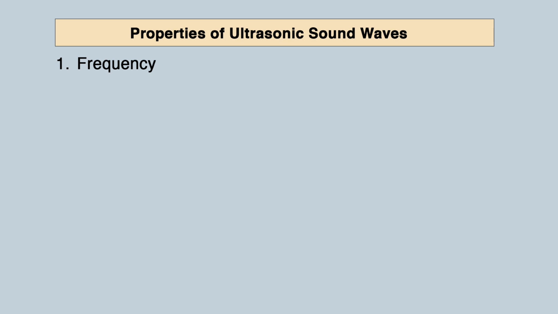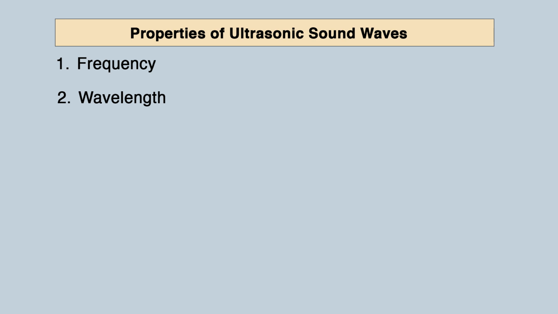Ultrasonic waves have some special properties. Frequency: the number of cycles of the sound wave that occur in 1 second is known as the frequency. Ultrasonic waves have a frequency above 20 kHz.